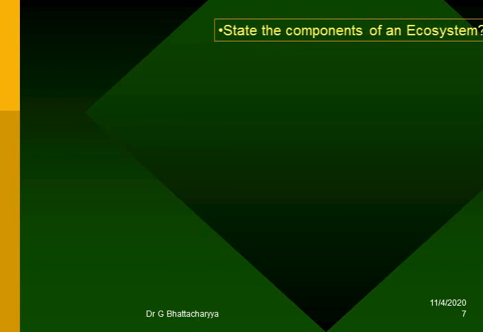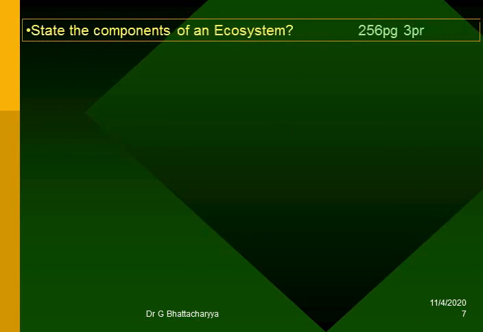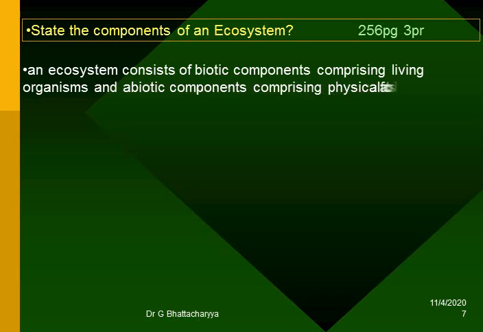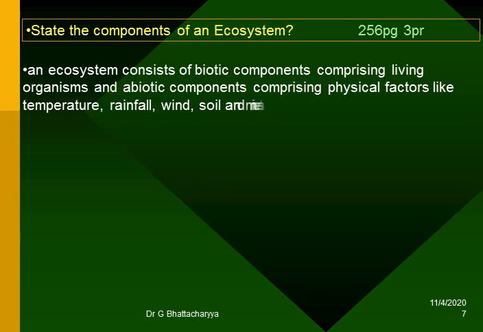State the components of an ecosystem. An ecosystem consists of biotic components comprising living organisms and abiotic components comprising physical factors like temperature, rainfall, wind, soil and minerals.